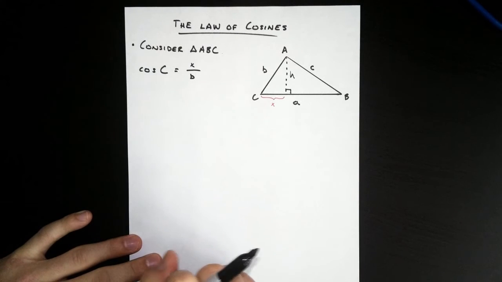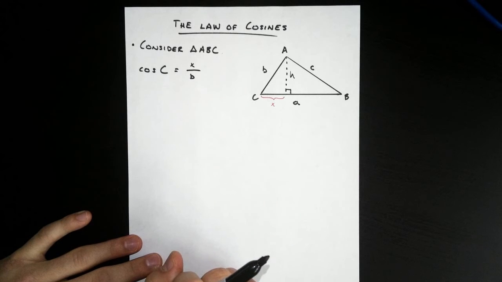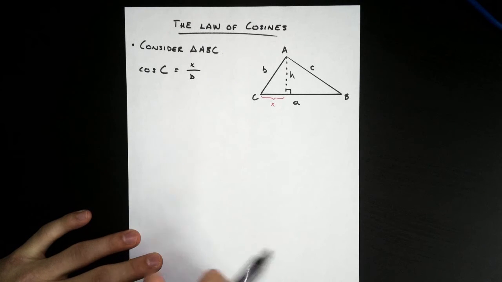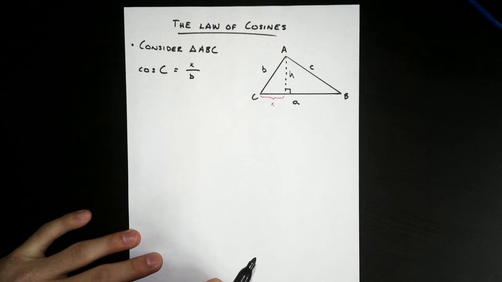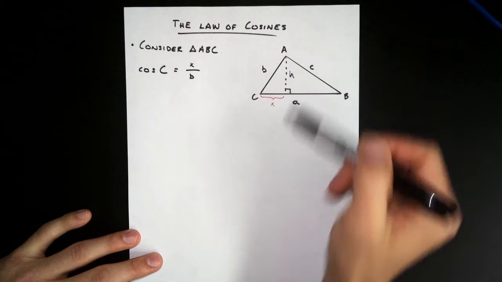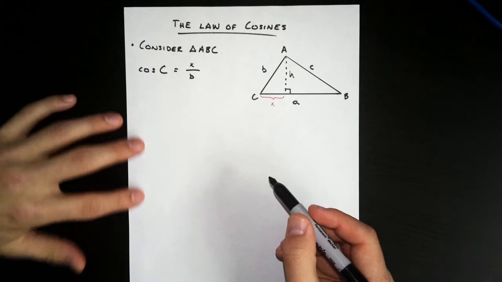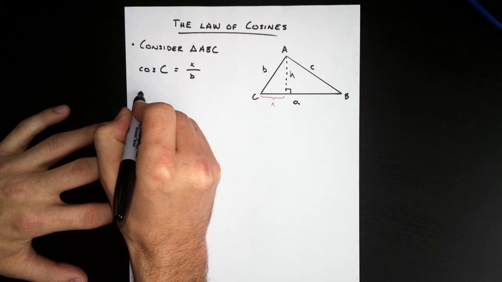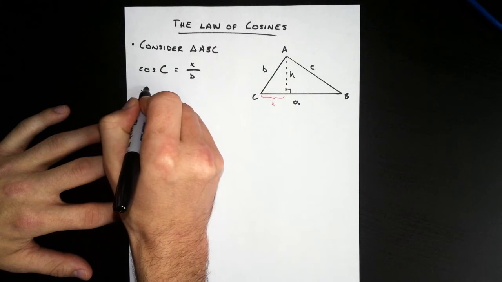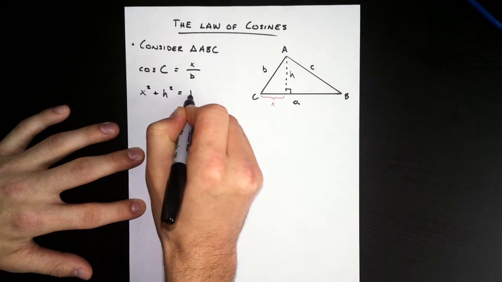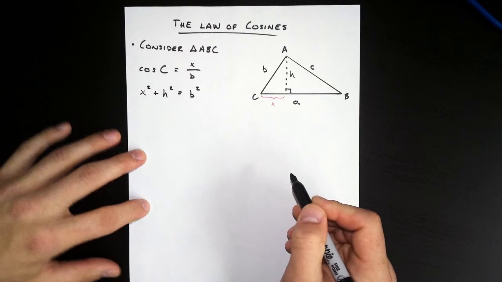So now I need to get all three side lengths involved. The other tools I have that I can use with right triangles, at least one that works really well with side lengths, is the Pythagorean theorem. So I have two right triangles, and I'm going to use the Pythagorean theorem twice. For this triangle on the left-hand side, the Pythagorean theorem is going to look like x squared plus h squared, and the hypotenuse squared is b squared.